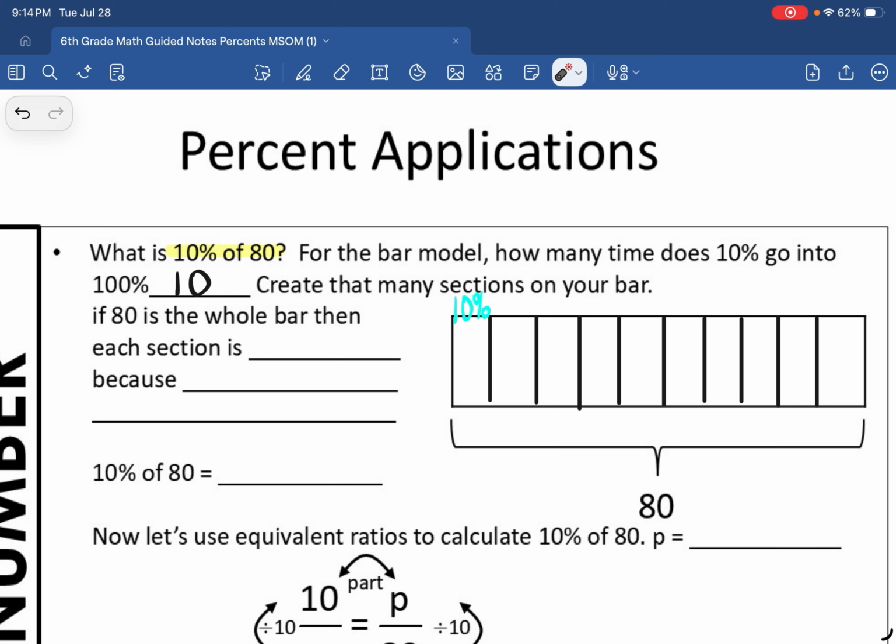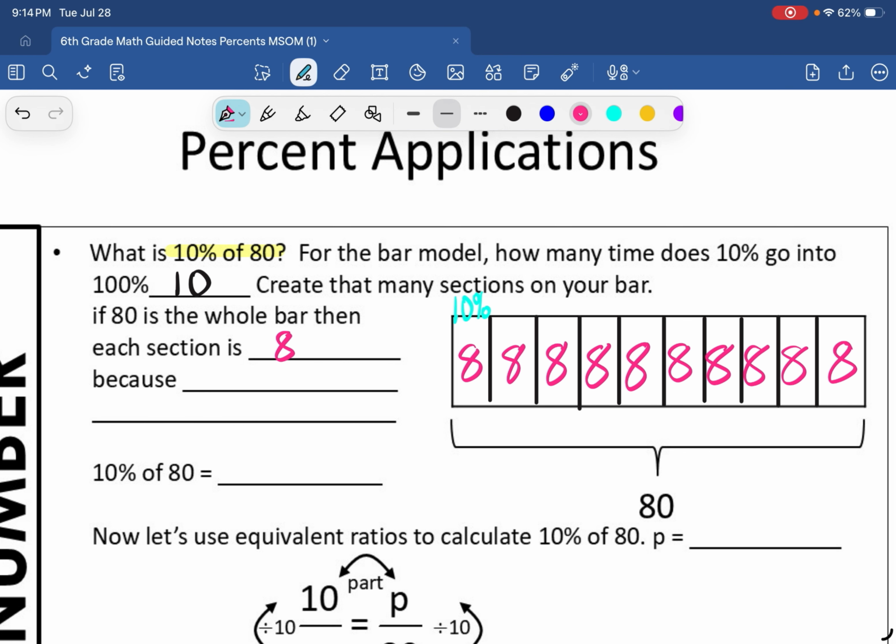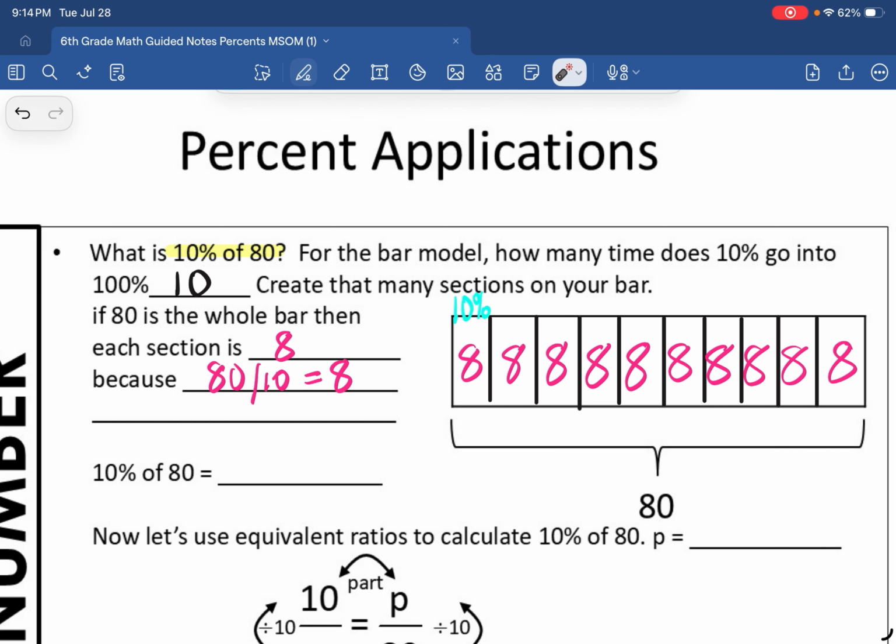Now, if 80 is the whole bar, I'm going to take 80 and divide that up into 10 sections. So I will go 80 divided by 10, and that gives me 8 per section, because 80 divided by 10 will equal 8. So what is 10% of 80? 10% of 80 would be one section, and that would be 8.